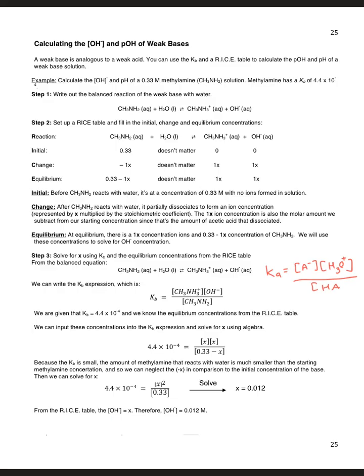If you take the negative log of the hydroxide concentration, you are going to get pOH. But the problem asks for pH, so you will need to do one more step, converting pOH to pH by subtracting from 14. Even though the problem doesn't specify the temperature in this case, we are going to assume that it's at 25 degrees Celsius, so we should be able to use the 14. And this is a base solution, so your pH should come out to be greater than 7.